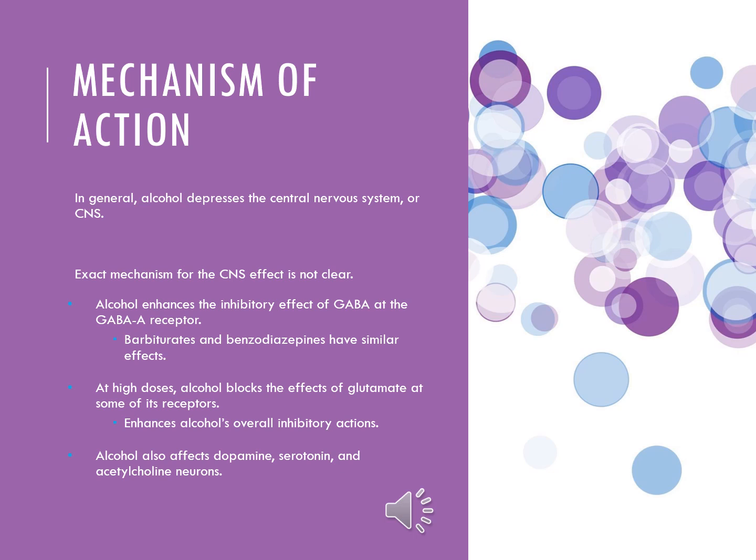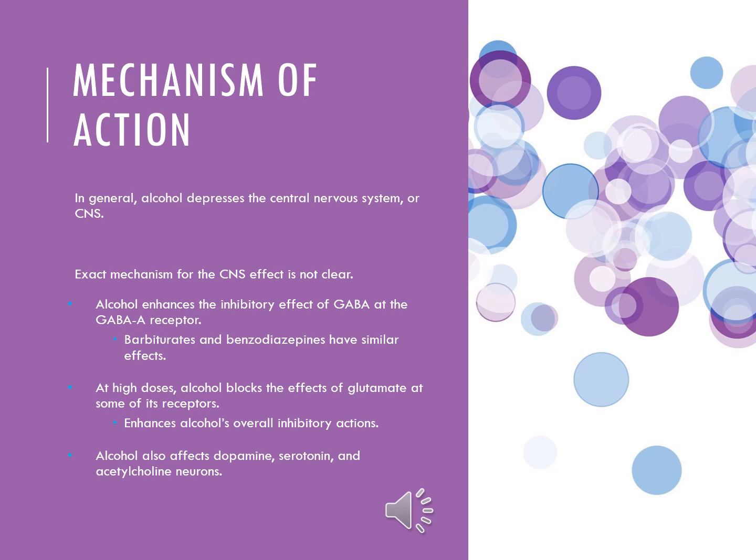Alcohol is like any other general anesthetic. It depresses the central nervous system. That's why we consider alcohol to be a depressant. The exact mechanism for the CNS effects of alcohol is not clear. As with the barbiturates and the benzos, alcohol enhances the inhibitory effects of GABA at the GABA A receptor.